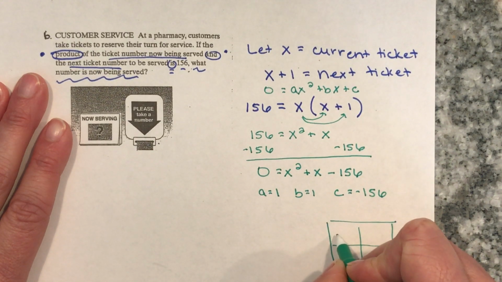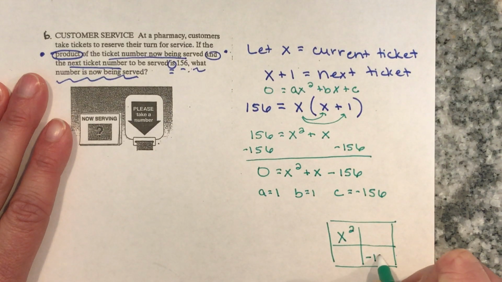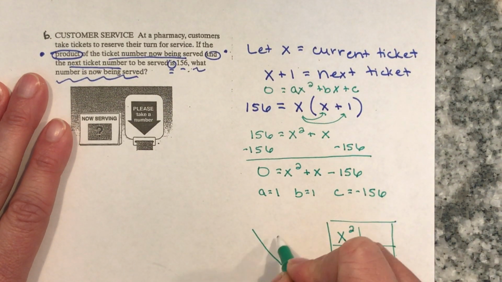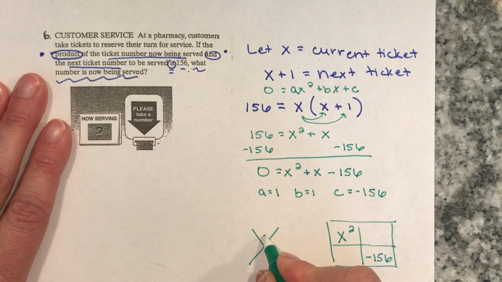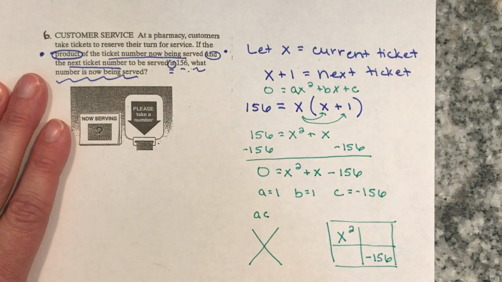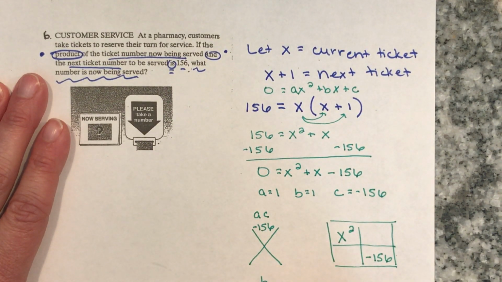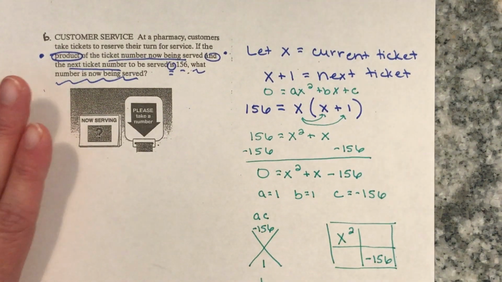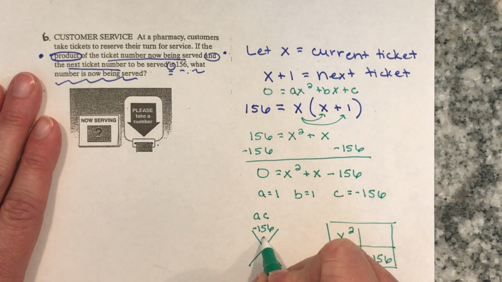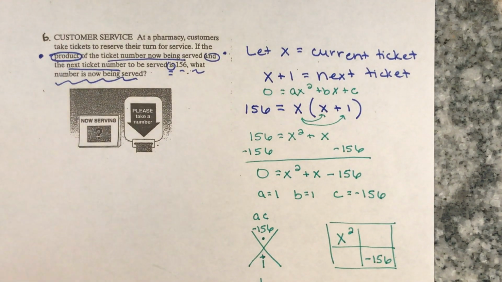So the upper left hand corner is your ax squared, the bottom right hand corner is your c value, and to get the other two corners you'll need your factor x. The top of your x comes from your a value times your c value, so negative 156, and the bottom of your x is your b value, so 1. So we are looking for two numbers that multiply to negative 156 but add to 1.